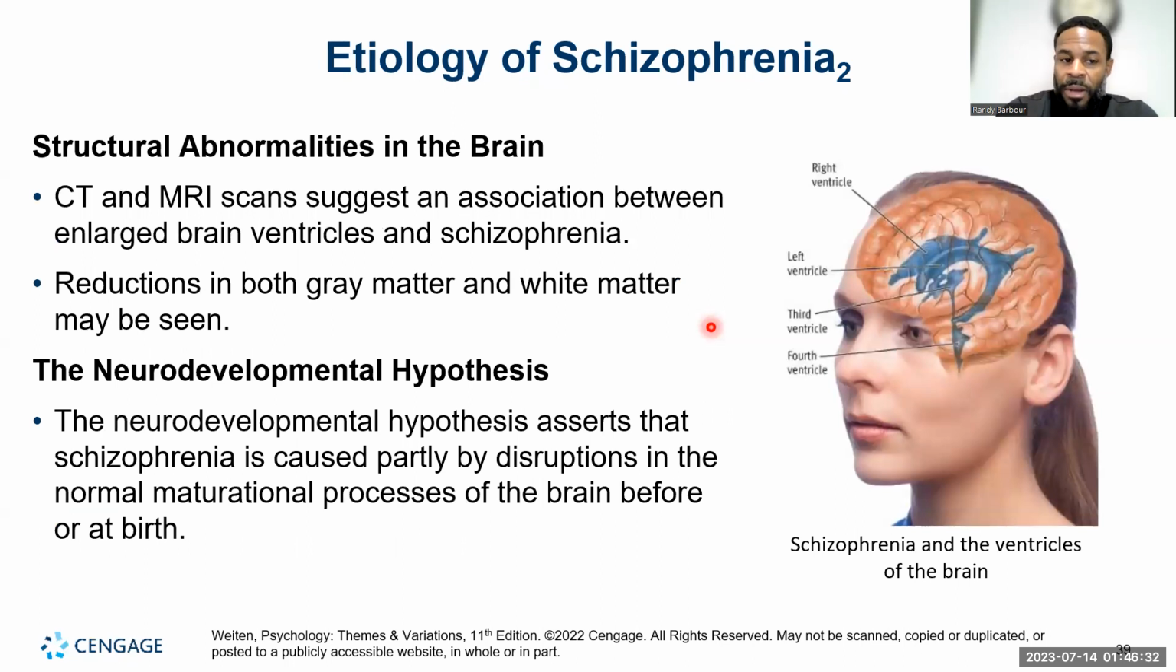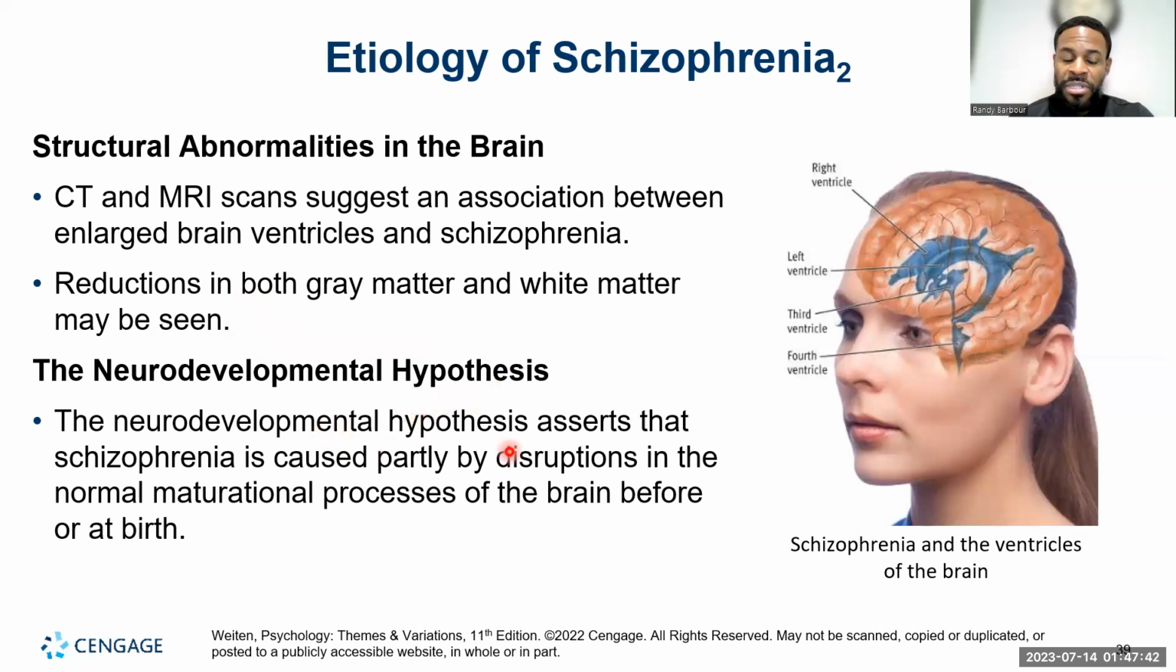Some abnormalities in the brain. With CT and MRI scans, we look at some of the biological functions of the brain in someone who has a psychological disorder. We scan their brain to see if there are any abnormalities in the brain structure. For those exhibiting symptoms of schizophrenia, there is some association with enlarged brain ventricles. Looking at the screen here, you have the left and right ventricles, and the third and fourth ventricle right near the brain stem. If they're enlarged, you might see a higher prevalence of schizophrenia. There's also a reduction in both gray and white matter in the brain. These findings are not always present, and there is evidence that supports it and evidence that does not.